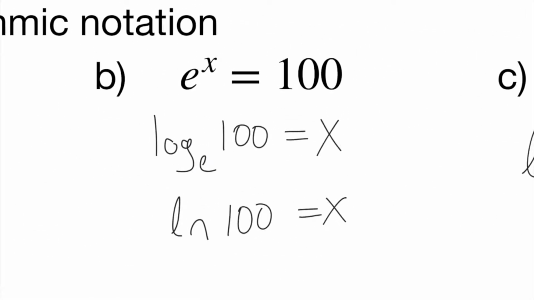Here, e to the x is equal to 100. So the log of base e is here. The power is 100. The exponent is x. So the power is 100, and you get natural log of 100 is equal to x. So if you wanted to solve this equation, you could type in natural log of 100, and you'd get the answer, x. If you want to know what the exponent is, you have to use a log.